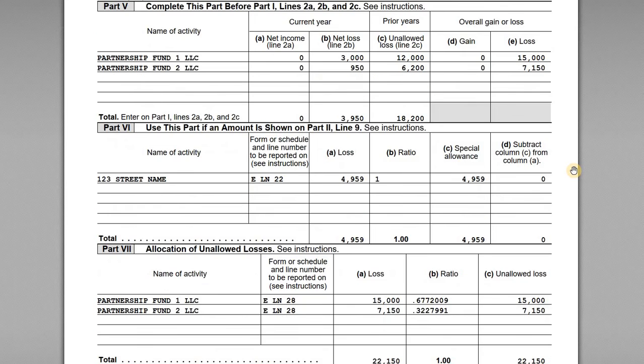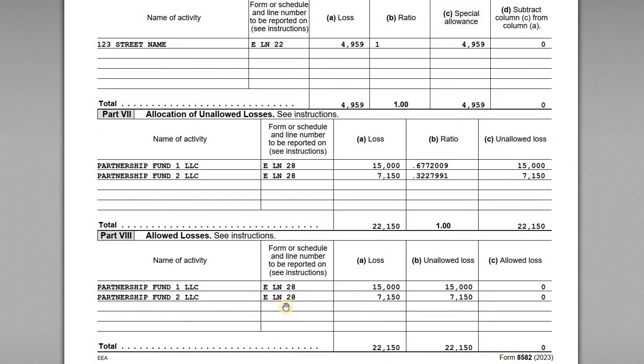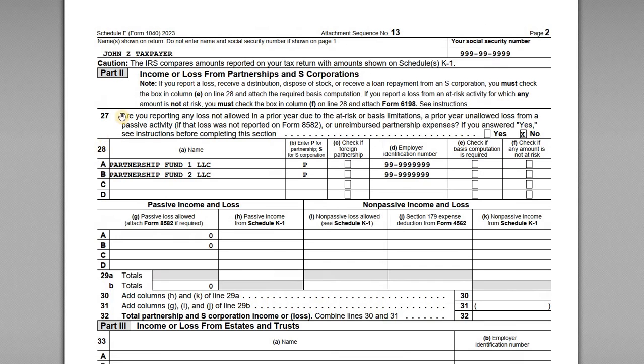Now, because John doesn't have any other passive income, all of these losses attributed to these entities are going to be unallowed. So we look at the total cumulative losses. The unallowed portion is the full amount. And so the allowed loss for these activities is 0 for the year. And so we can see that as it's reflected in Part 2 of Schedule E. So Schedule E, Part 2, we have the Partnership Fund 1 and 2. And then on rows A and B down here, we can see in the passive income or loss section, we're reporting zeros for both because neither of them we are able to take any of the passive losses. So all of those are unallowed.